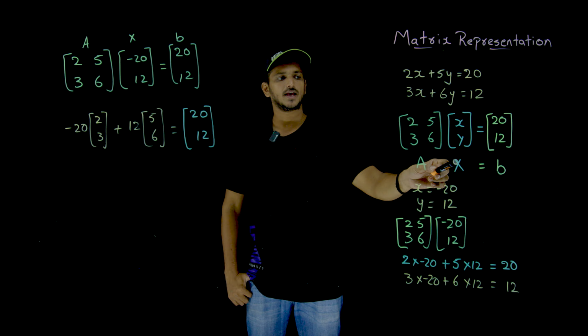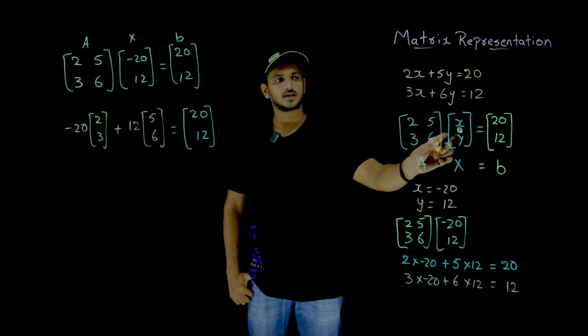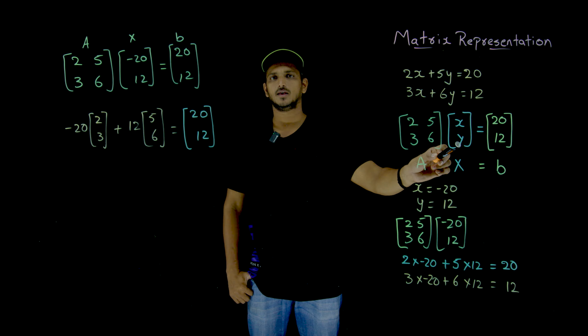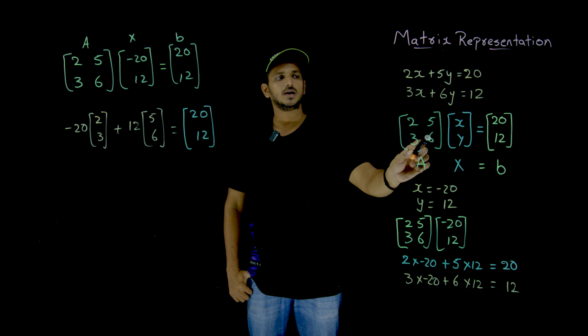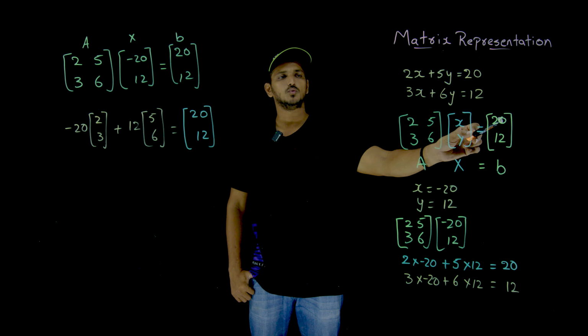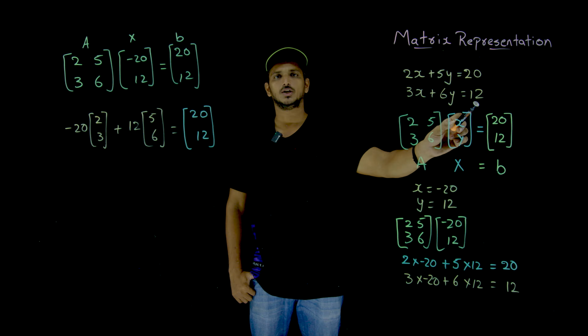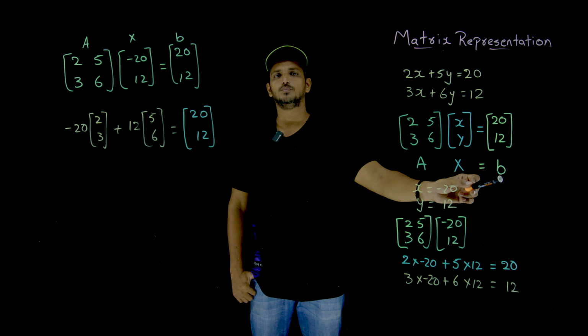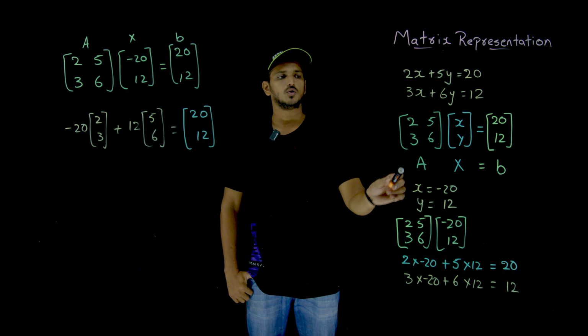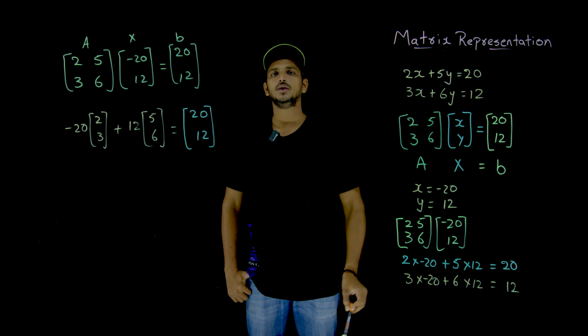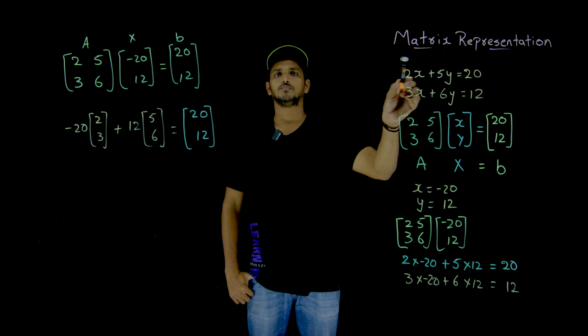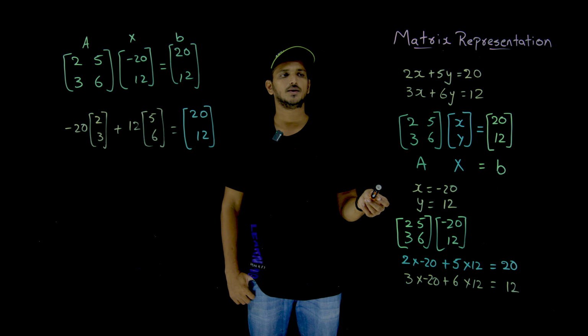We have to identify them. That can be represented as a vector, X comma Y. So matrix A multiplied by the vector equals a vector 20, 12. See, the output is 20, 12. This vector we call B. So AX equals B. These two are the same. Why are those two the same?